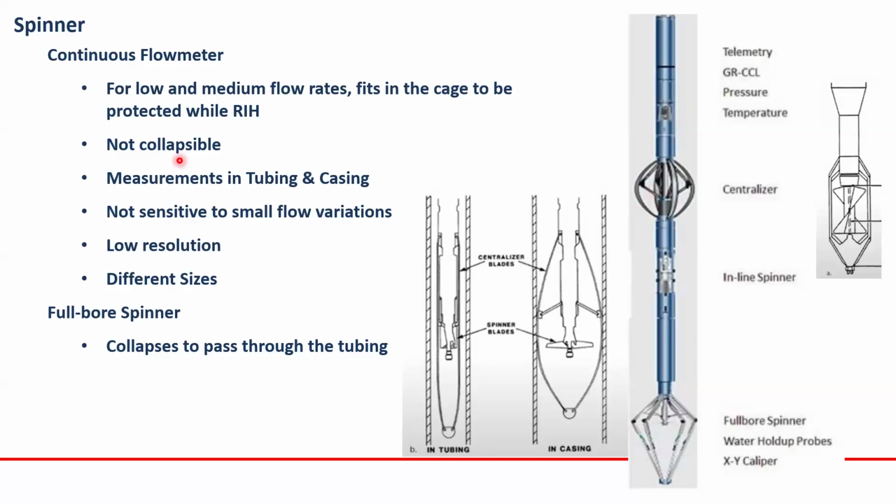Not collapsed. Measurement in tubing and casing, not sensitive to small flow variation, low resolution, and different sizes. A full bore spinner collapses to pass through the tubing. This is the full bore spinner.